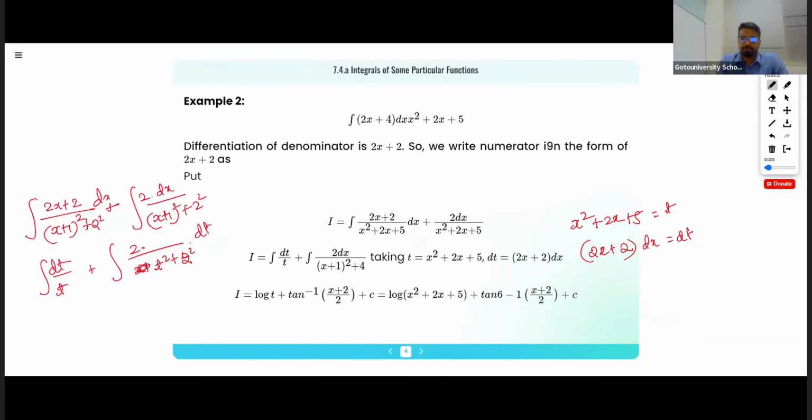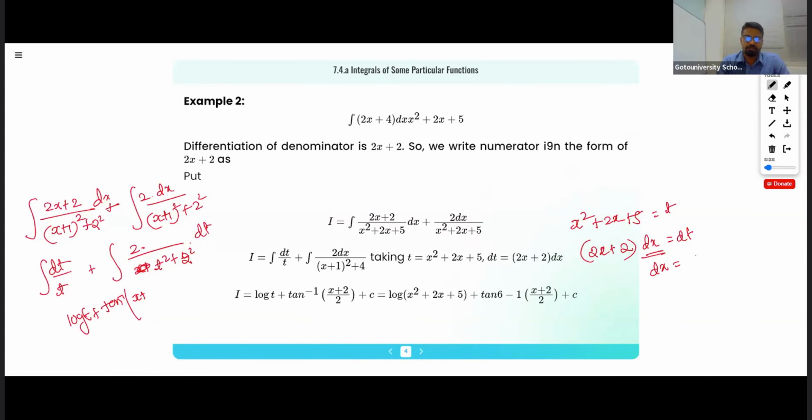So what happens to this problem? In the place of dx, what do we have to write? dx is equal to what? Can you please pay attention to this? So dx will be equal to dt by 2x plus 2. Once we integrate this part, it will become logarithm of t. And this part will become what? Tan inverse of what? Tan inverse of x plus 2.